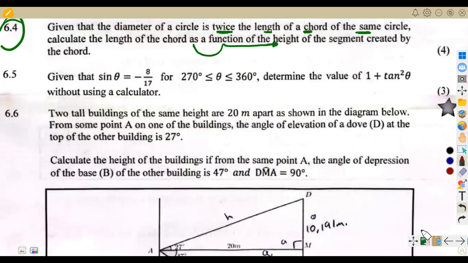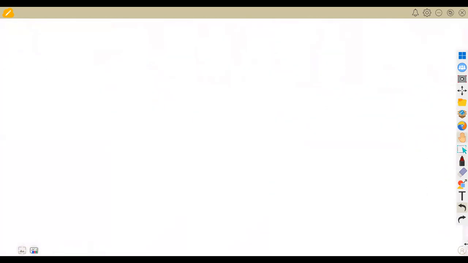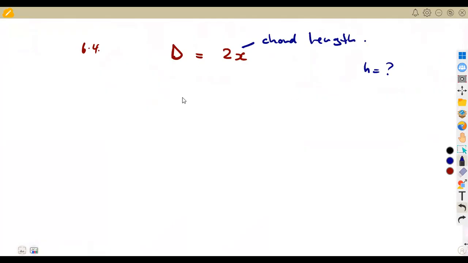Okay, the statement here that you're given is that the diameter is 2 times, that is twice the length. The diameter is given by D, remember. So if the diameter is given by D, they're saying it is twice the length of the chord, or the chord length, and the chord length is given by what? By X. Remember, we said X there represents the chord length. And the height, we are not even told about the height, which is the height of the segment. Okay. That is what they're saying here.